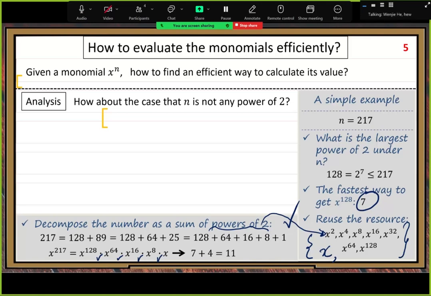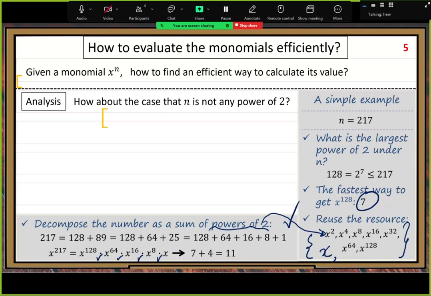So in this example, you can see how to use this idea: reuse the resource. That's very important. Reuse the resource to save your computation resource as much as you can. Any questions?